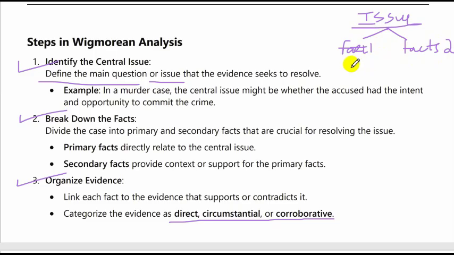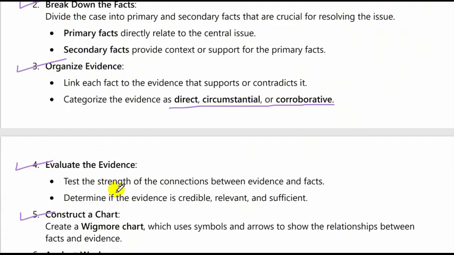Once we do this, we organize the evidence. What are the evidence for fact 1, fact 2, that is primary facts and secondary facts. So are these evidences direct evidence or circumstantial evidence or corroborative evidence? What kind of evidence do we have? Once we organize these evidence, we evaluate. Evaluate for what? The strength of the connection between evidence and facts.